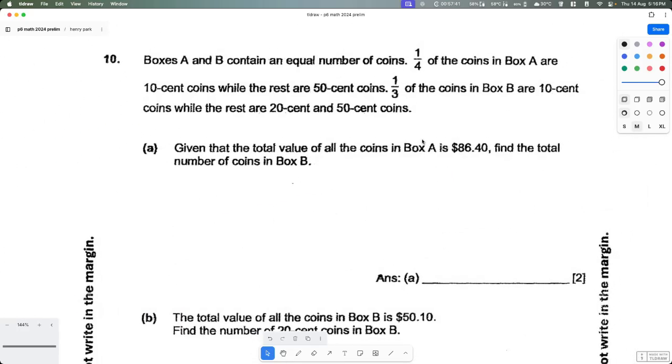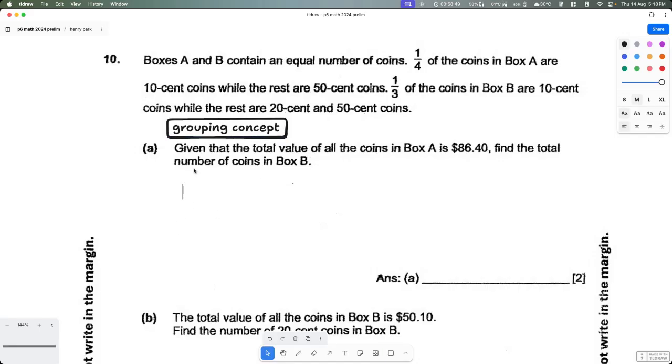Question 10. It says here, boxes A and B contain an equal number of coins. 1/4 of the coins in box A are 10 cents, while the rest are 50 cents. 1/3 of the coins in box B are 10 cents, while the rest are 20 cent and 50 cent coins. Part A says, given that total value of all the coins in box A is $86.40, find the total number of coins in box B. So in a way, this is like a grouping concept over here. So that means number times value also can, right?